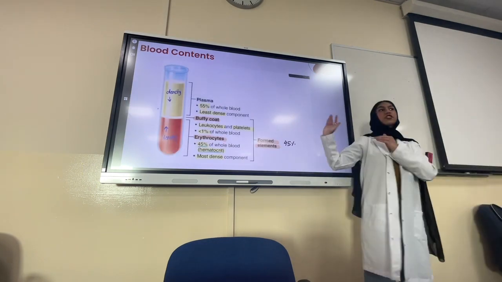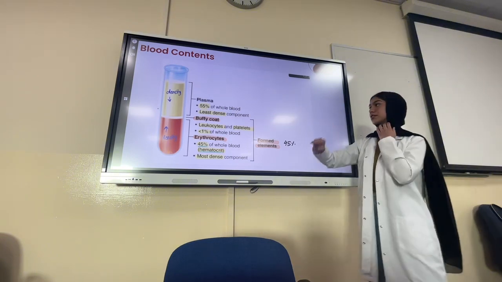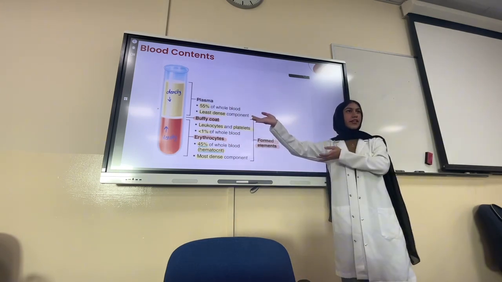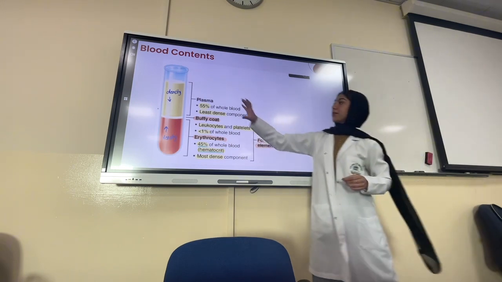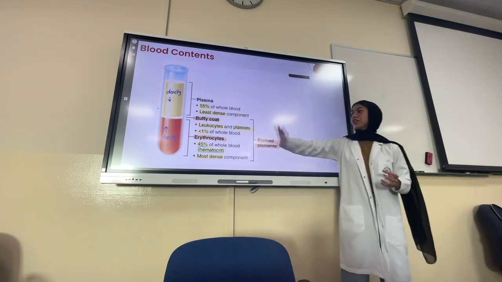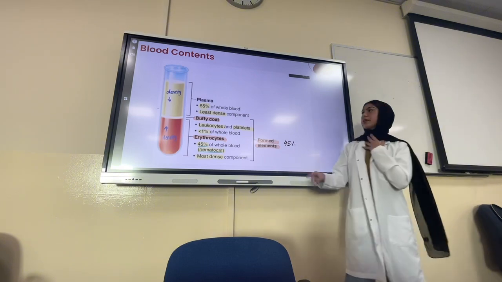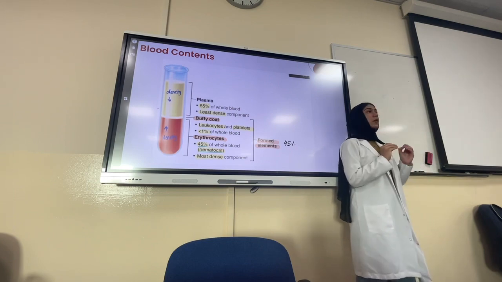Okay, super, super, super important slide. Know this by heart, understand this. Okay, let's go over it. So when you centrifuge blood, you're going to get it like this, right? So you take a sample, you centrifuge it, this is how it appears. Why do you think plasma is on top and I have erythrocytes, for example, at the bottom? Depending on the density, right? So plasma is on the top because it's less dense. Now what percentage does plasma form?